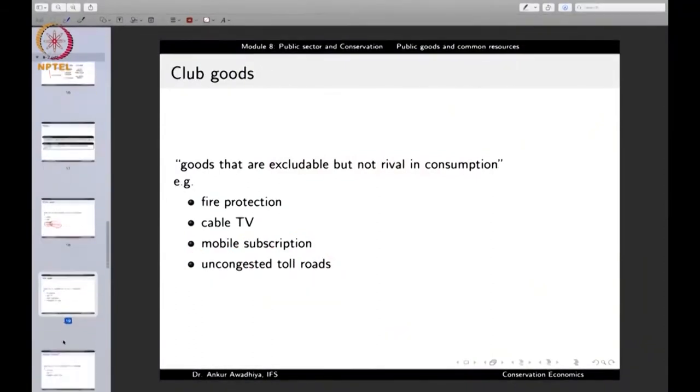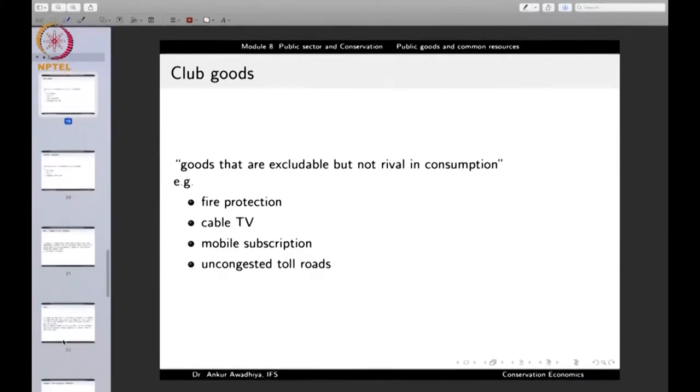The second category is club goods. Club goods are those goods that are excludable, but they are not rival in consumption. Things such as cable TV. Now, in the case of cable TV, it is not a rival in consumption. Because if I have cable TV in my house and you have cable TV in your house, and if I'm using the cable TV, it does not stop you from using the cable TV. It does not reduce the quality that you are getting in your home. It does not reduce the number of channels that you get in your house. So this is not a rival in consumption.